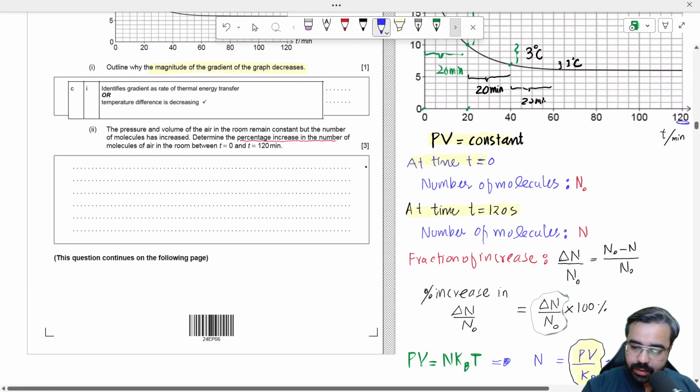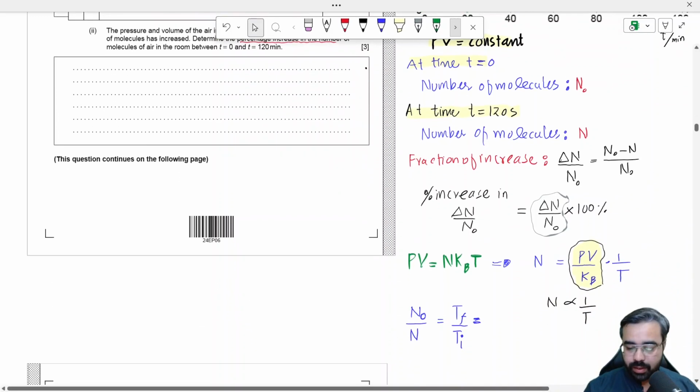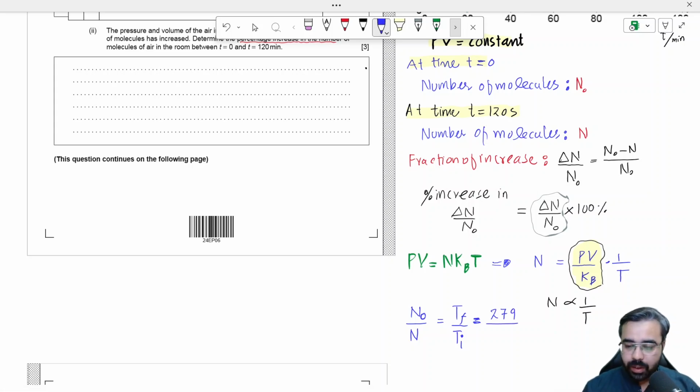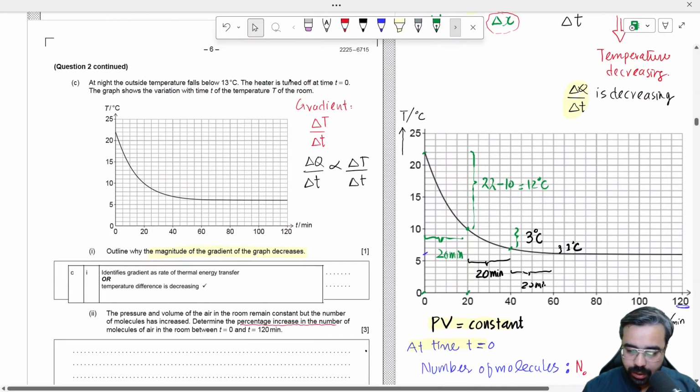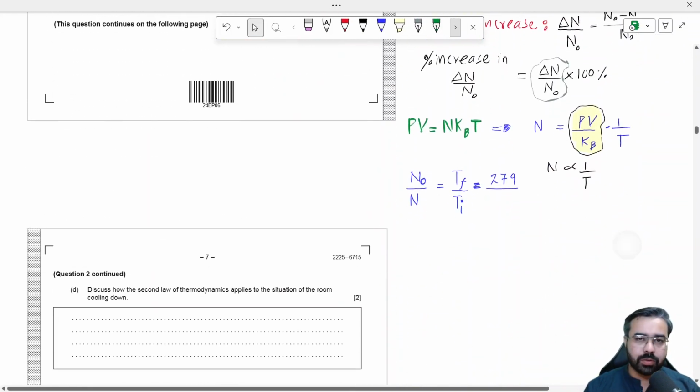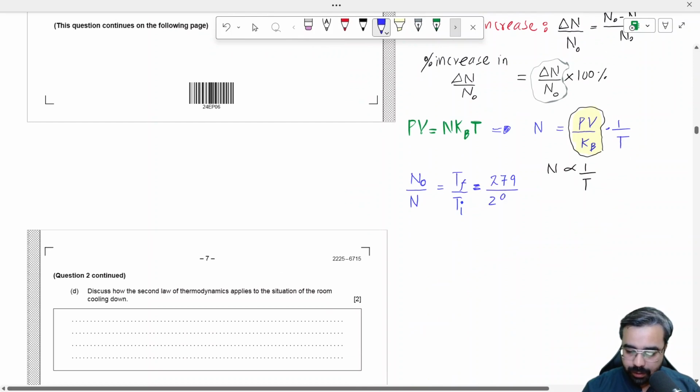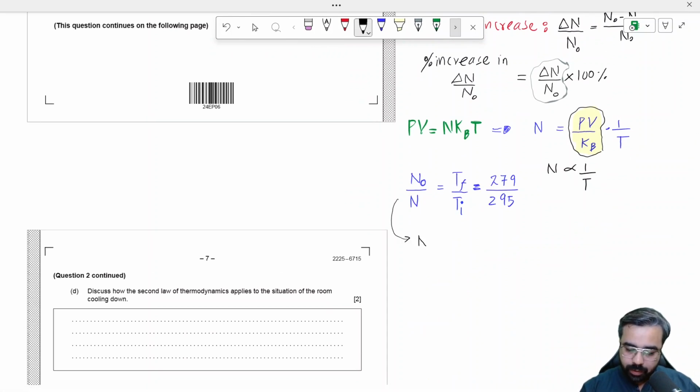This is 6 degrees Celsius, which plus 273 is 279, right? So 279 divided by the initial temperature, which, if you remember, was 22. And 22 plus 273 is 295, right? So I'm going to find its value. You can also write it if you flip it, right? So n over n0 is equal to 295 over 279.